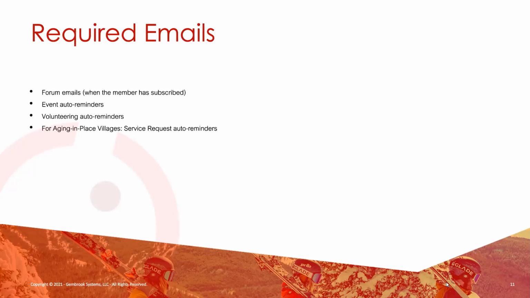Event auto reminders, those emails are going to be sent to the member, member and non-member, regardless of whether or not they've opted out of emails, and regardless of whether or not you've turned off system emails, because those emails potentially are related to something that the members purchased or registered for. So it's transaction-based. Volunteering auto reminders, those emails are also not turned off. And for aging in place villages, service request auto reminders. So those really important reminder emails are going to be sent out, in addition to, of course, renewal reminders.